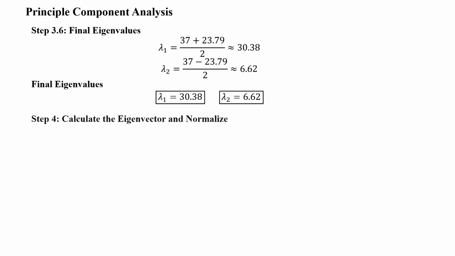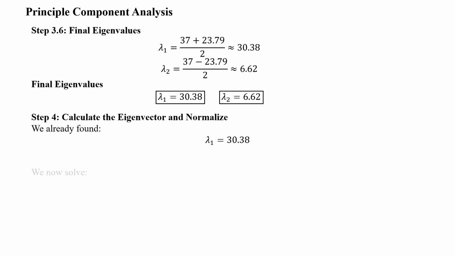Calculate the eigenvector and normalize. We already found that lambda 1 equals 30.38. Now we solve the equation (C minus lambda 1 I) multiplied by u equals 0. Step 4.1. Substitute lambda 1 into C minus lambda I.